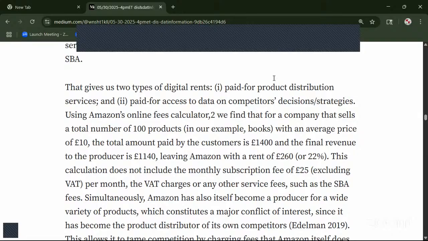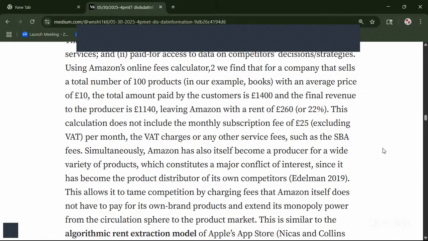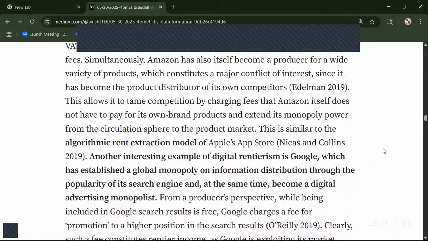Simultaneously, Amazon has also itself become a producer for a wide variety of products, which constitutes a major conflict of interest since it has become the product distributor of its own competitors. This allows it to tame competition by charging fees that Amazon itself does not have to pay for its own brand products and extend its monopoly power from the circulation sphere to the product market. See Kindle. This is similar to the algorithmic rent extraction model of Apple's App Store, among others.